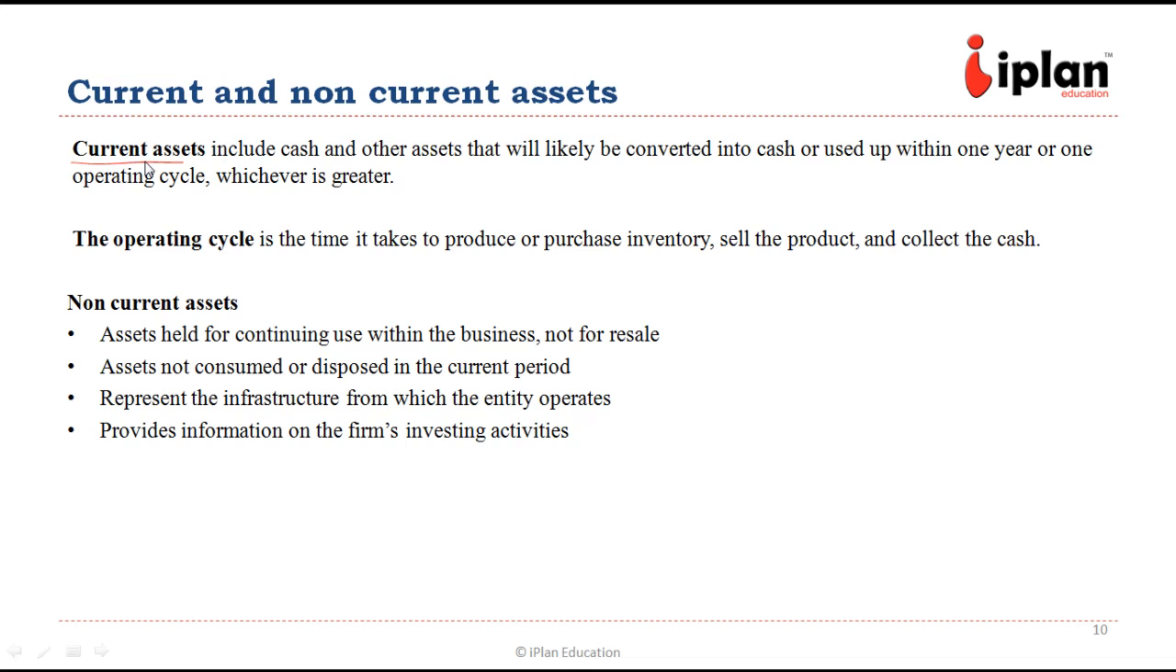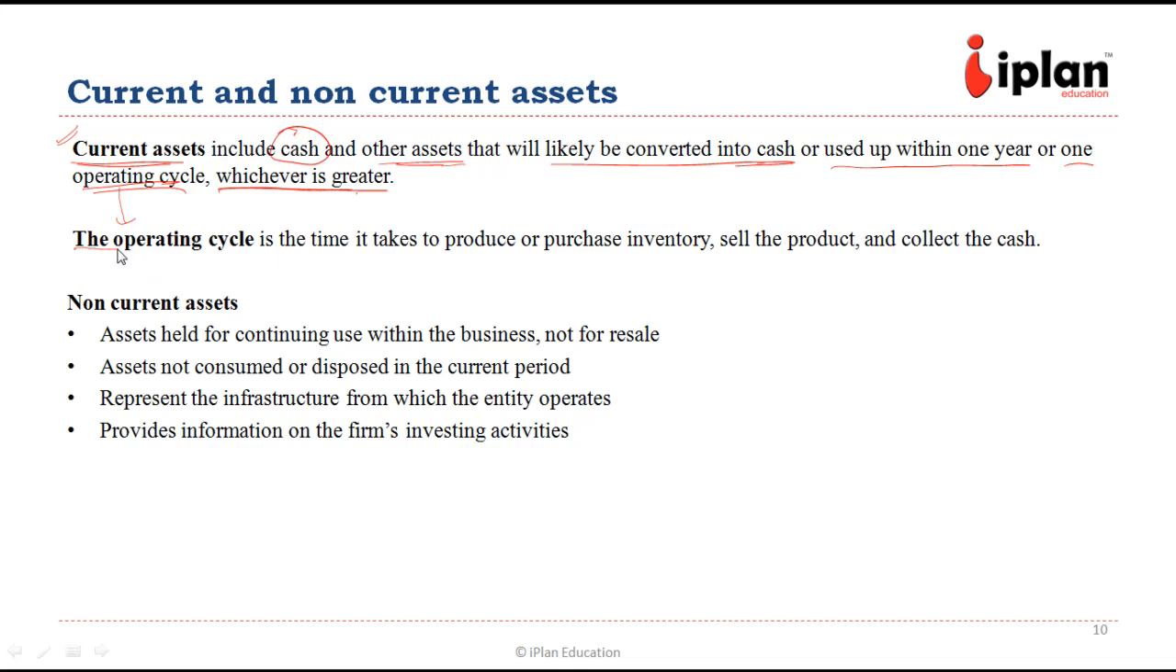So the current assets include the cash and other assets which are likely to be converted into cash or used up within 1 year or one operating cycle, whichever is greater. For example, the accounts receivables are expected to be received in the same operating cycle, or there could be inventory that is expected to be converted into cash quickly. For all these cases, we put them into current assets, which are either cash or can be easily convertible into cash within a year or within the operating cycle.